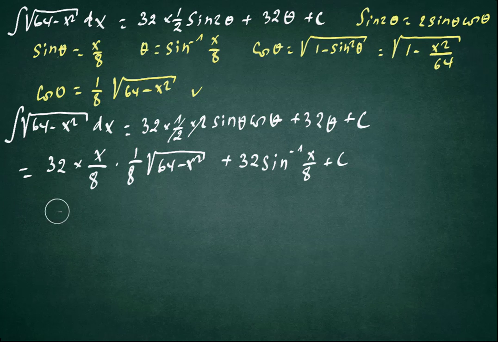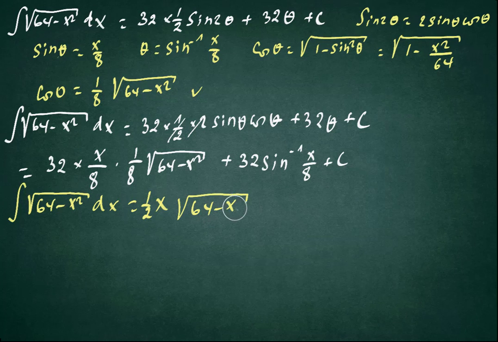Now we are going to do some simplifications here. We're going to simplify, and we get integral of square root of 64 minus x squared dx is equal to 1/2 of x square root of 64 minus x squared plus 32 sine minus 1 of x over 8, okay, plus a constant. Now we are going to limit that to between 3 and 5 and do the calculations.